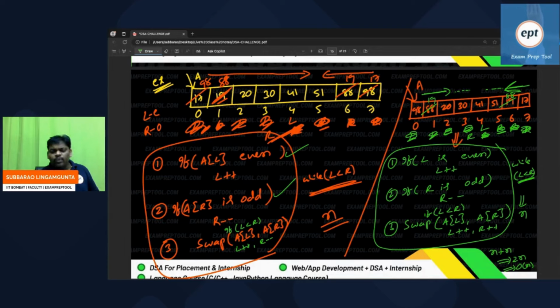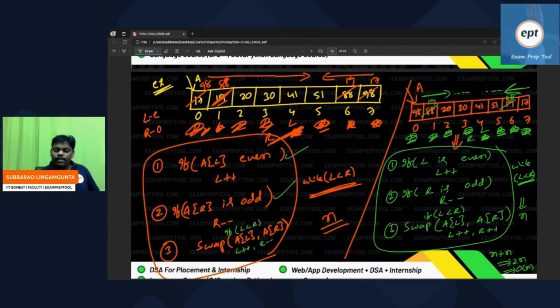If you don't want to use a while loop, you can use a for loop. If you don't want to use a for loop, you can write recursion. There are many ways. When you want a loop, recursion you can do, while loop also you can do, for loop also you can.